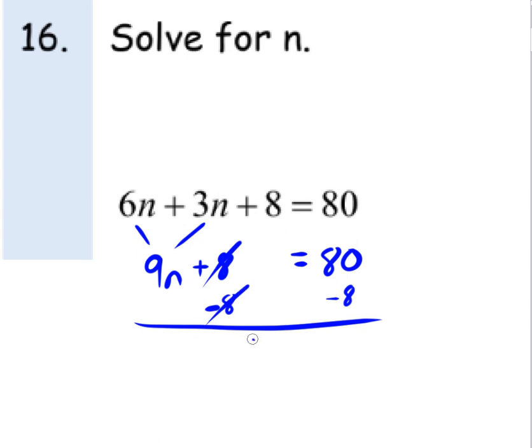When I do that, I get 9n. I'm just going to bring my 9n over, pulling it over here, is equal to... This is going to be 72. So I have 9n is equal to 72.